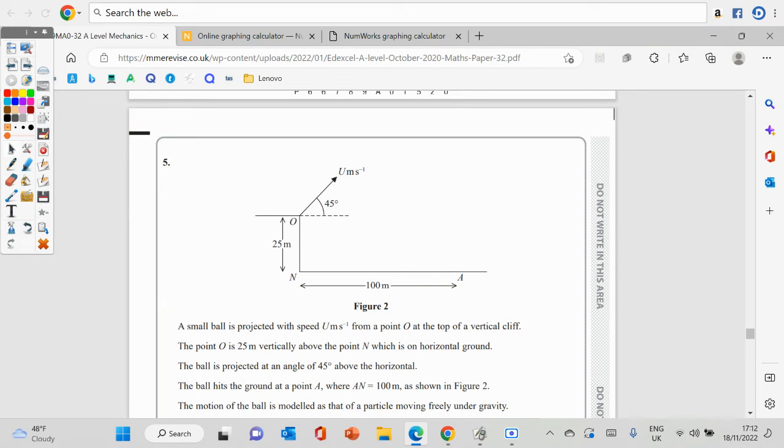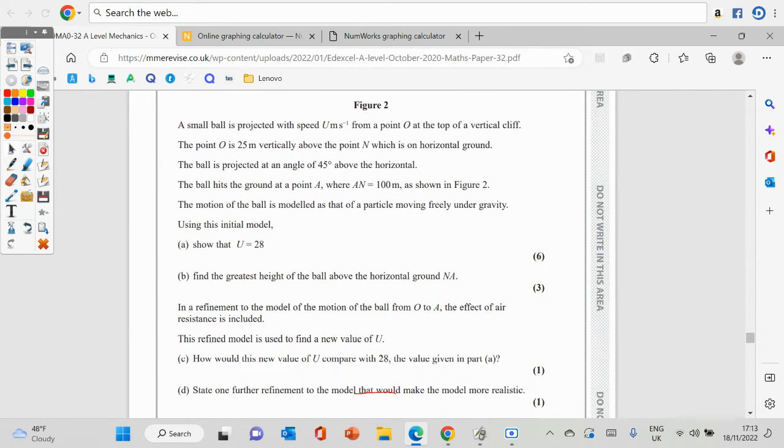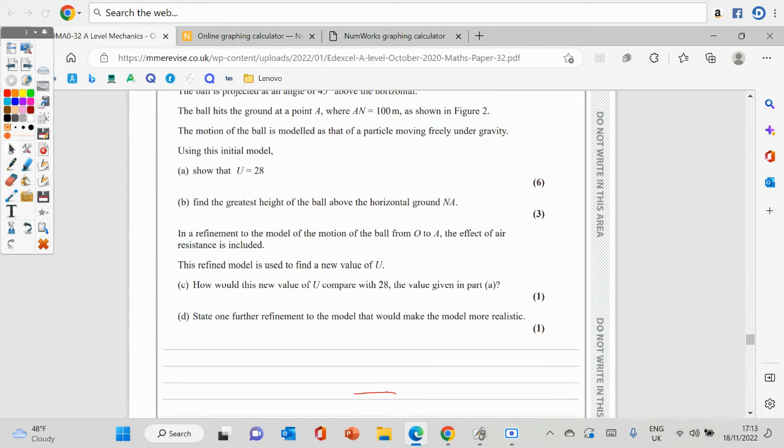a small ball projected with speed u meters per second from a point O on the top of a vertical cliff. They always pick cliffs or something, don't they? The point O is 25 meters vertically above the point N, which is on horizontal ground. The ball is projected at an angle of 45 degrees above the horizontal. The ball hits the ground at the point A, where AN is 100 meters, as shown in Figure 2. The motion of the ball is modelled as that of a particle moving freely under gravity. Using this model, show that u is 28 and find the greatest height of the ball above the horizontal ground NA.